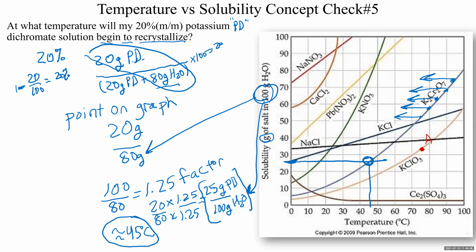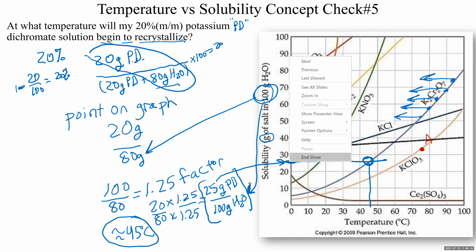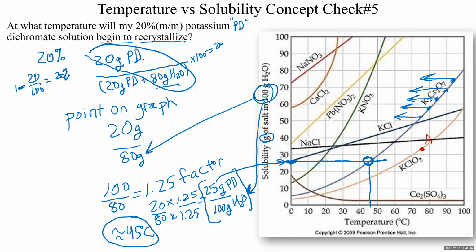So I find my 25 grams, I trace it straight to my graph of potassium dichromate, and then I trace it straight down to see at what temperature I reach that 25 grams per 100 grams saturation point for potassium dichromate. Oh, that's at 45 degrees Celsius.